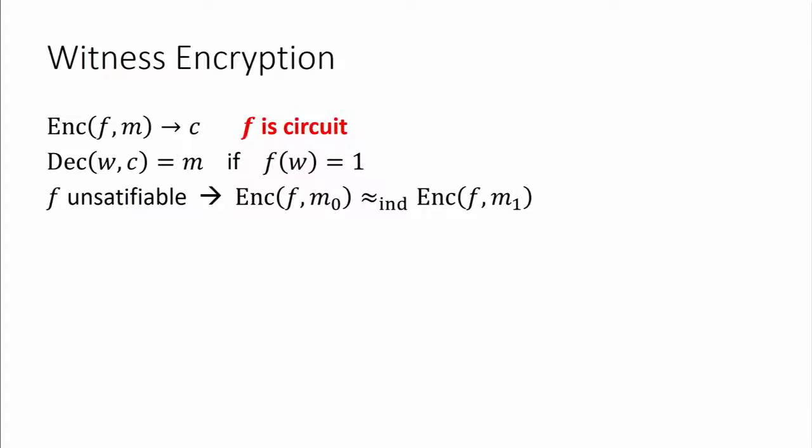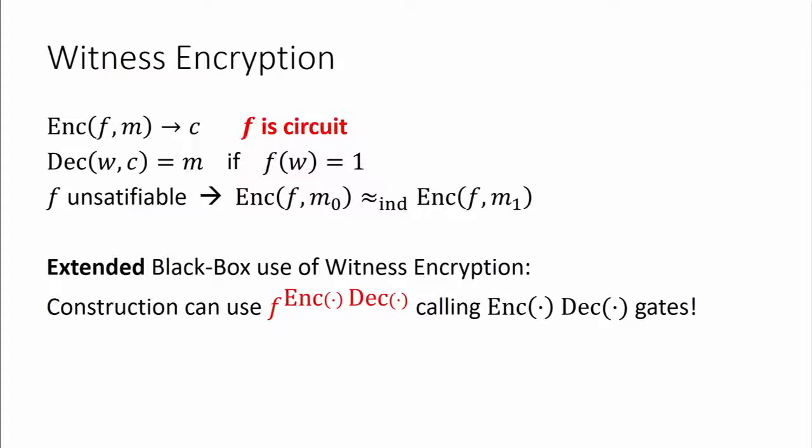And if F is not satisfiable, basically it's an indistinguishability security provided. So what is an extended black box use or extended black box construction from witness encryption? Well, basically what it means is that you can use a function F in your encryption, and your function F could have encryption and decryption gates in it.